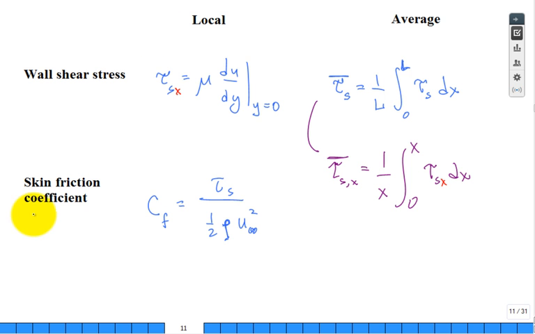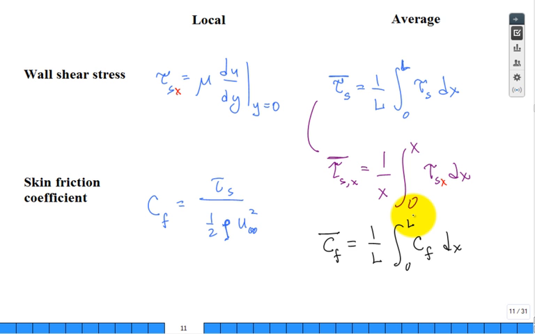Now, what about the average skin friction coefficient? Well, C sub f average. Do you want to average from 0 to L? Sure, do it that way: the integral of C sub f dx from 0 to L. That'll work. Or if you want to average only from 0 to x, you can do that.